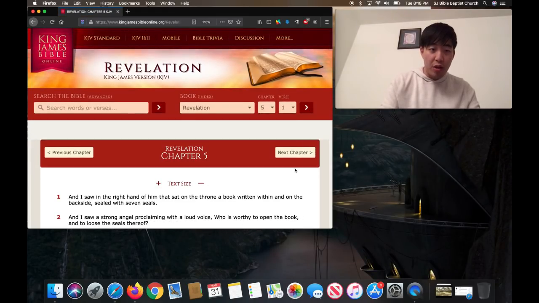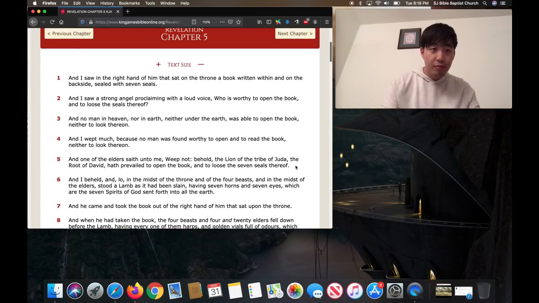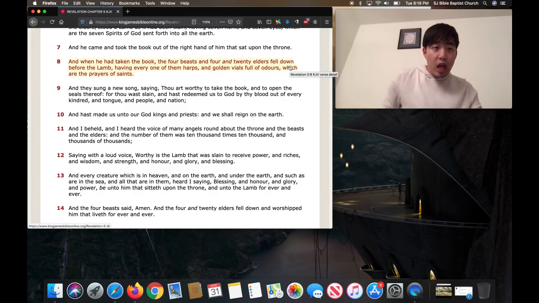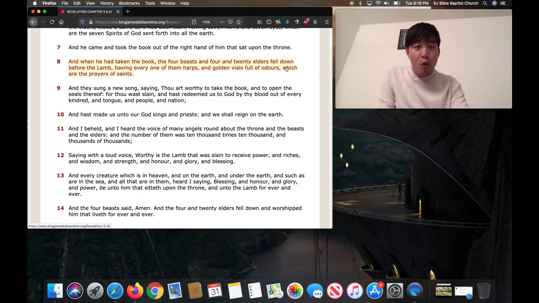They have their own song to sing. Look at verse 8. And when he had taken the book, the four beasts and 24 elders fell down before the Lamb. These are talking about the 24 elders, taking for granted they're the Christian church, having every one of them harps. Well, how about that? Just like the tribulation saints who have their own harps. But look at this, and golden vials full of odors, which are the prayers of saints. See, those are the tribulation saints who are distinguished from the 24 elders of the Christian church.